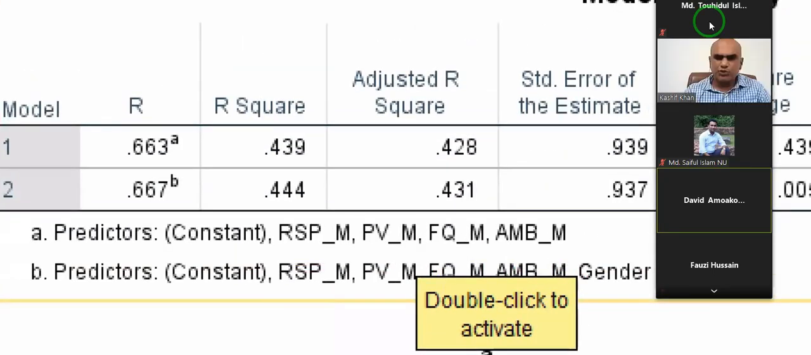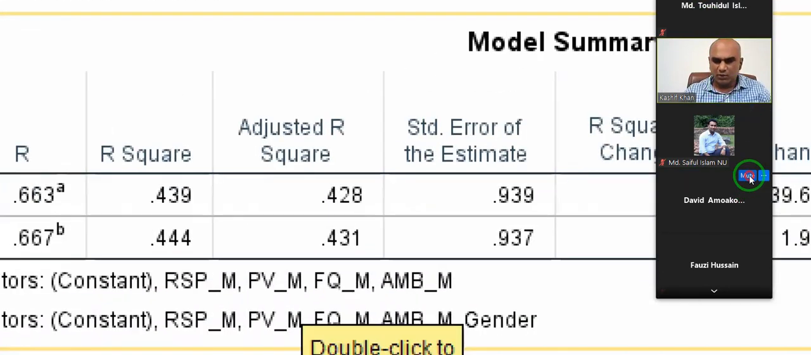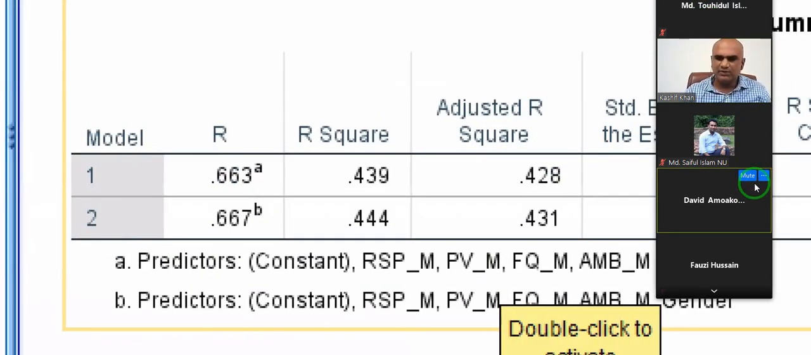Okay. Now it's showing me two models. Number one model, look, as it is, as we run in multiple regression.